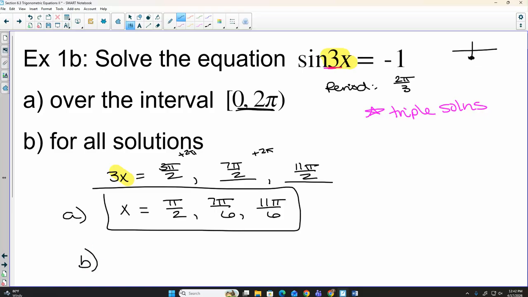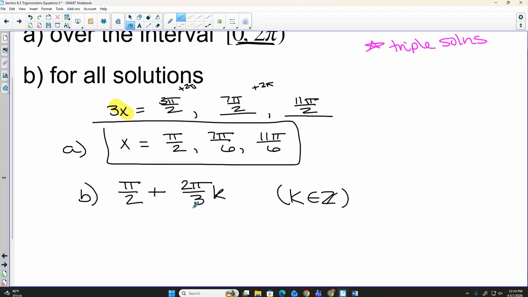B, if I say all solutions, all I really need is the first one, my pi over 2, because the others were the extra answers I got, right? If I start with my first one, what's the period of this graph? So we would just have to add 2 pi over 3k. Now, if you put all of them plus 2 pi over 3, are you wrong? No, it's just redundant. If you do 1/2 plus 2/3, you get 7/6. Plus 2/3 again gives you 11/6. So there are different ways of writing it. We're just trying to go with the most concise.